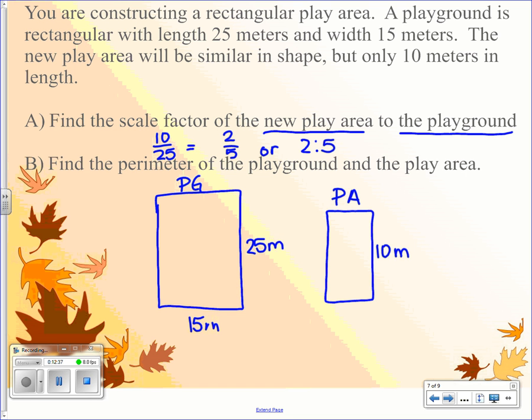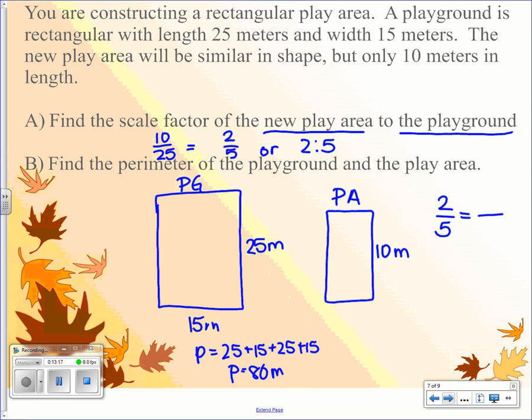Part B asks us to find the perimeter of the playground and the play area. So if we know that our scale factor is 2 over 5, and we can find the perimeter of one of these areas, then we can find the perimeter of the other. So we use our scale factor, and we're going to set up a proportion. The perimeter of our playground can be found because we have both dimensions. So this perimeter is going to be 25 plus 15 plus 25 plus 15. So we end up with a total perimeter of 80 meters.